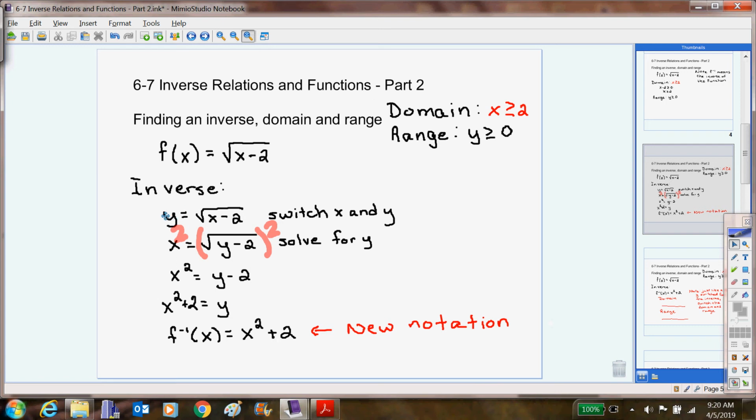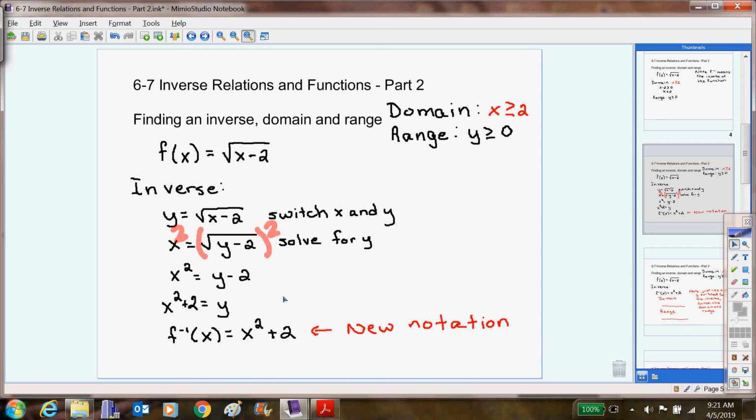We need to change it over to our inverse notation. We found the inverse by simply switching x and y. It makes it nice and easy to solve for y. But then this new y that we have is really the inverse function of the original, and our notation for inverse is with a little -1. Almost looks like an exponent, but it's our inverse notation. So our function is f of x equals square root of x minus 2. And our inverse, f inverse function, is x squared plus 2.